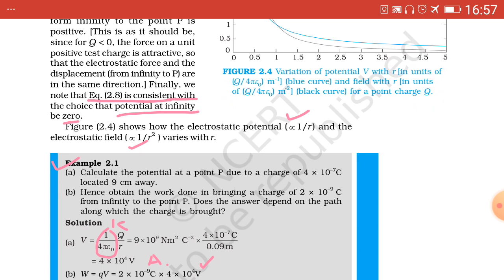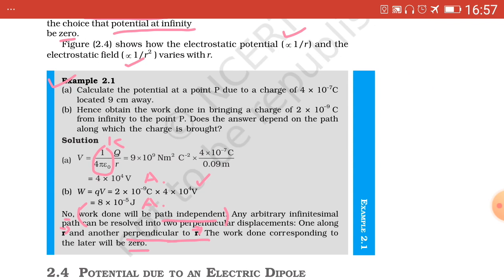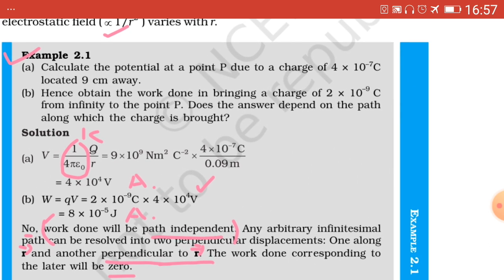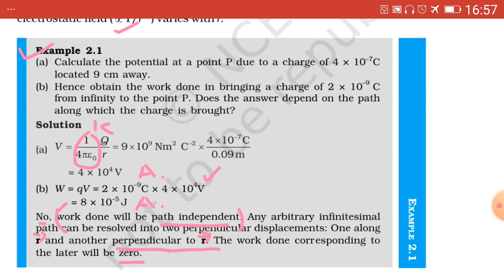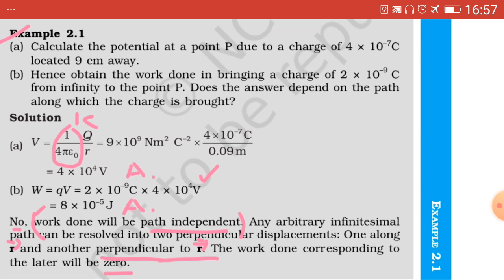Next topic. Now before going to the next topic, we refer to one example, illustrated example 2.1, which can be asked for 3 marks. In this numerical, two sub questions are given, which we shall solve one by one.